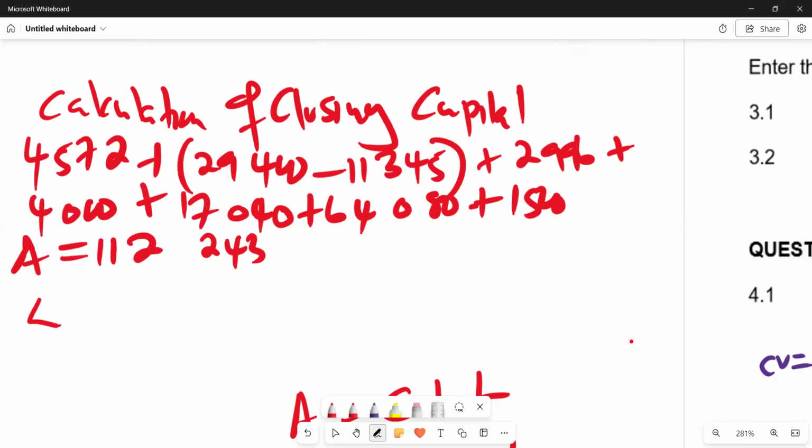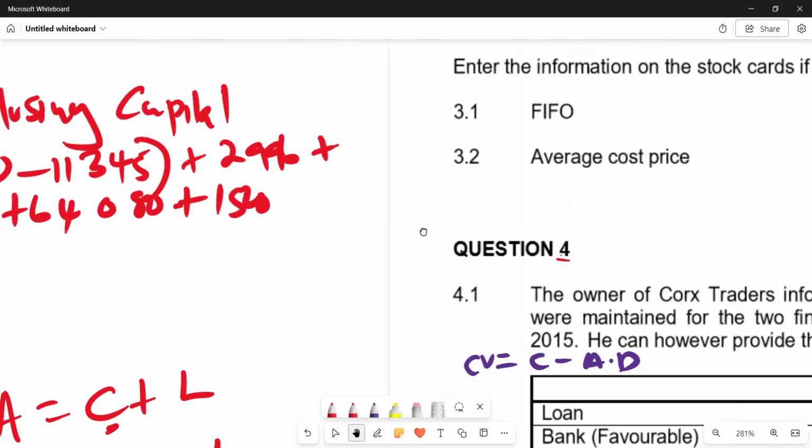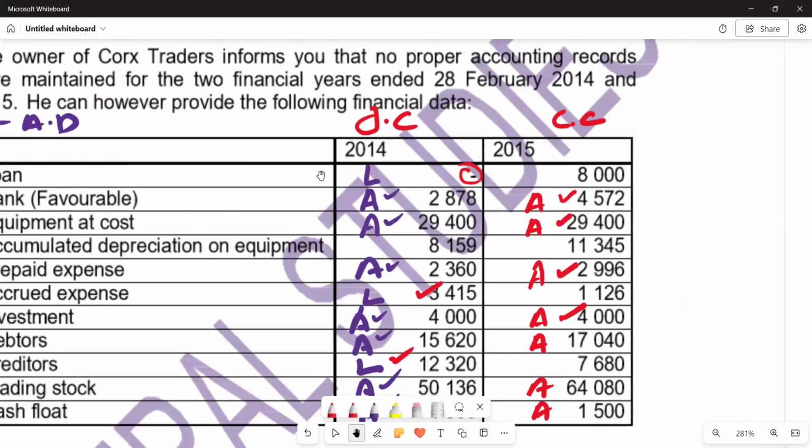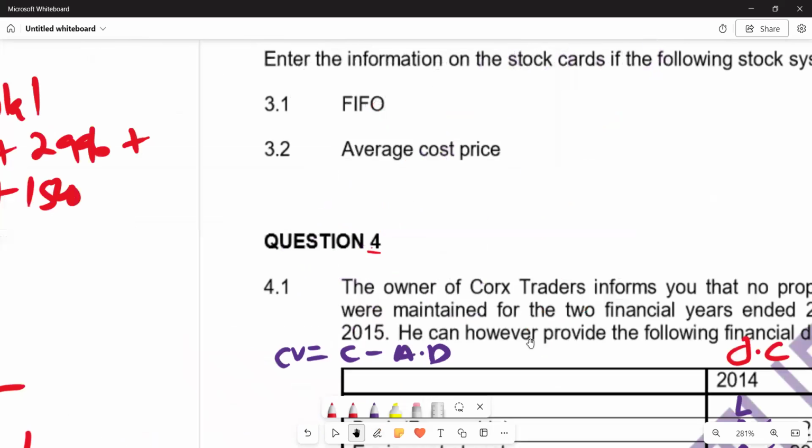Then for liabilities, we're going to pick the figure for liabilities also. So you see that for liabilities we have got accrued expense and creditors, and then we also have loan here. So we are saying 8,000 plus 1,126 plus 7,608. So we just go and summarize as such.